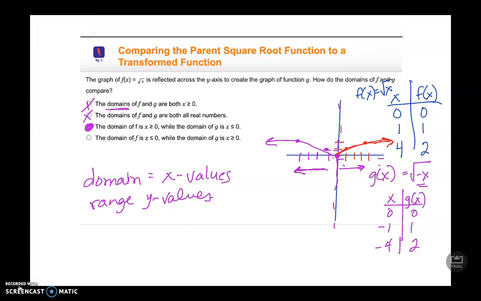And then this one just has it backward, where f would be the negative and g would be the positive.